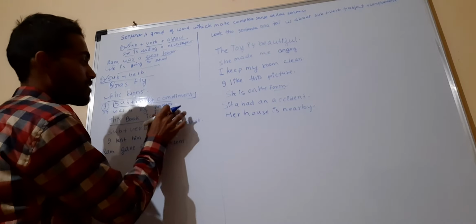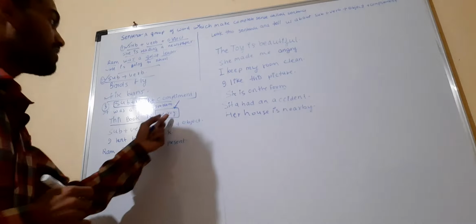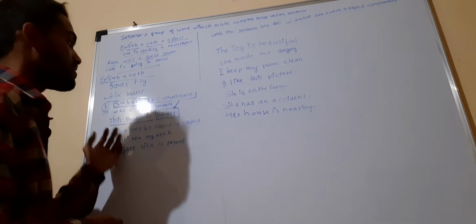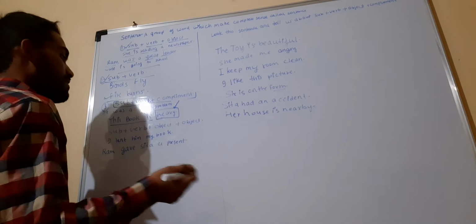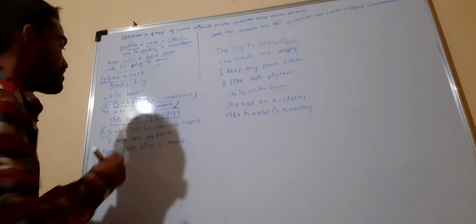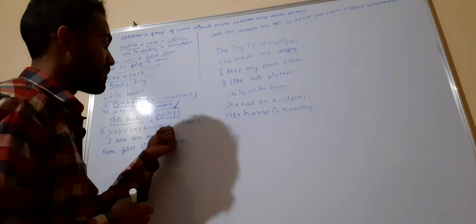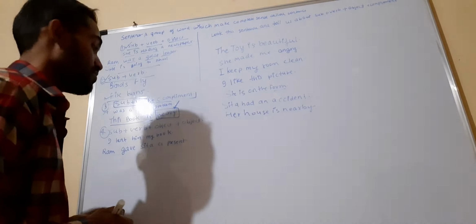This word is a complement which we are using now. Okay, this book is heavy. And now we have a fourth type of how we can make a sentence. Then we have subject, and after that we have verb, then we have object and object. I mean, I have two objects.